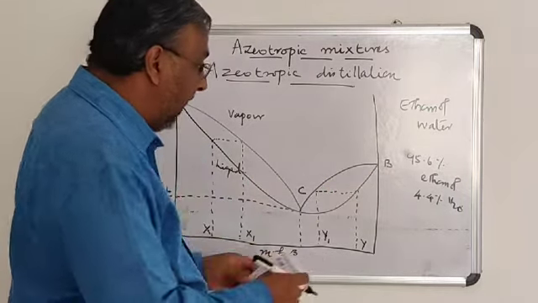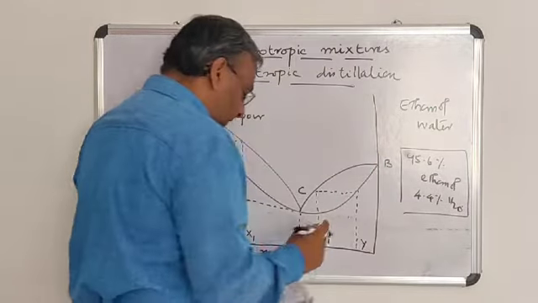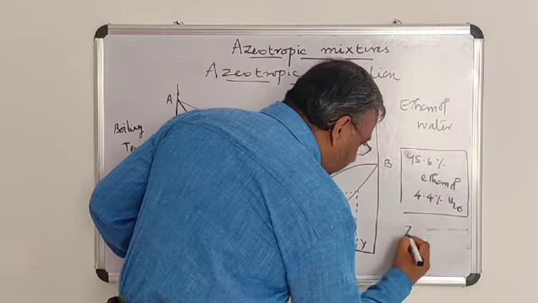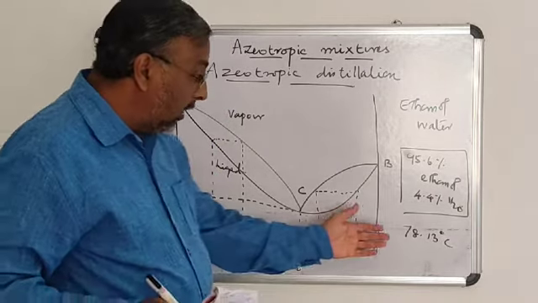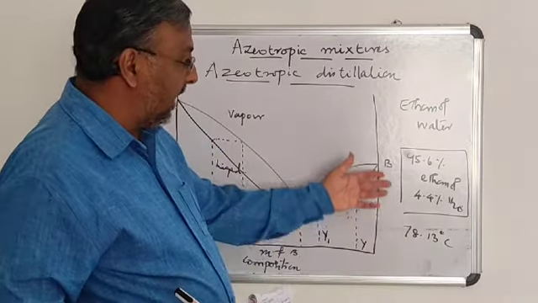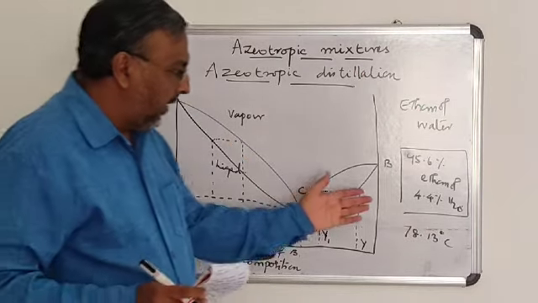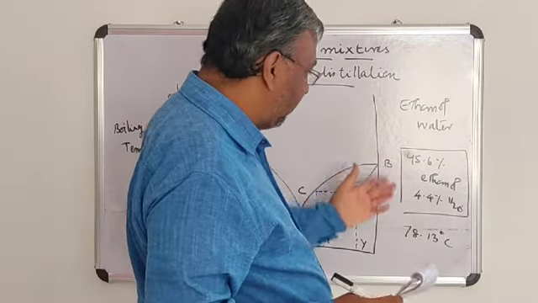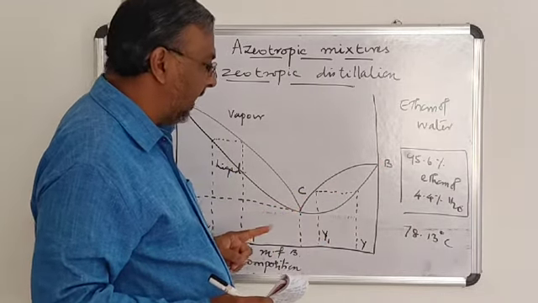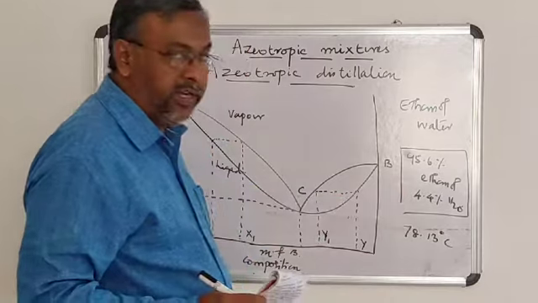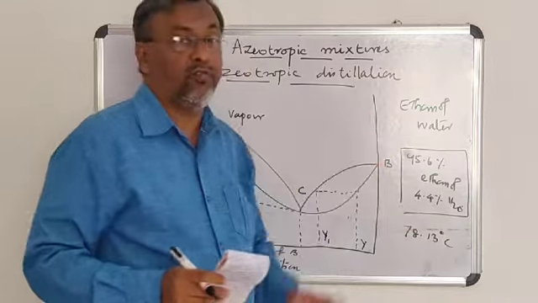So an ethanol-water mixture will form an azeotropic mixture with a composition of 95.6% ethanol and the remaining water, and this will boil at a constant temperature of 78.13 degrees centigrade. So this is the boiling temperature of the azeotropic mixture containing ethanol and water. Here, at compound C, in the case of ethanol and water, the composition of ethanol is found to be 95.6% and the composition of water is found to be 4.4%.